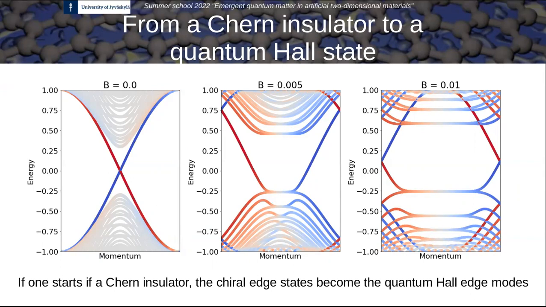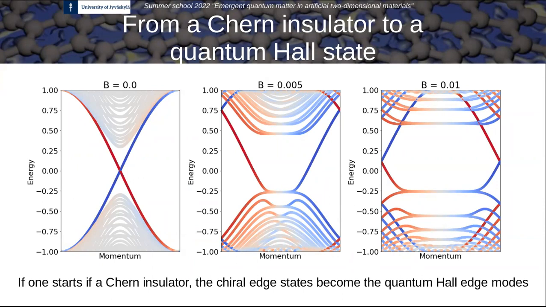So what you can actually show is that this state is essentially topologically equivalent to a quantum Hall state. And the way in which you can do it is just by doing the transformation explicitly between this Hamiltonian and a quantum Hall state. So here what I'm showing you is how you can go from a Chern insulator without magnetic field to a quantum Hall state in which your edge states smoothly transform onto the edge states of a quantum Hall system. And of course, your bulk starts developing Landau levels.